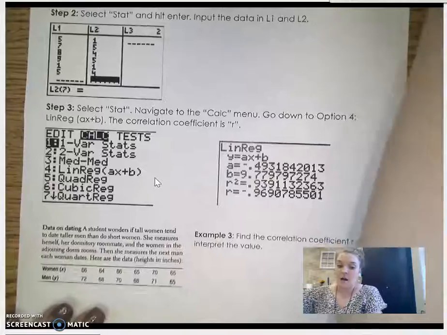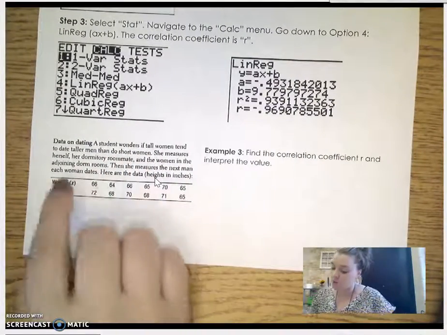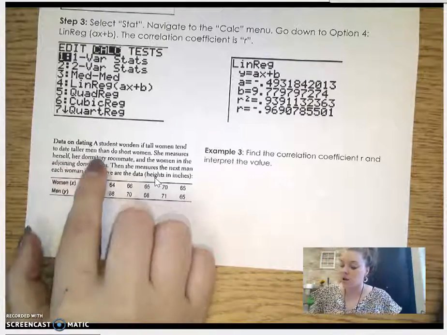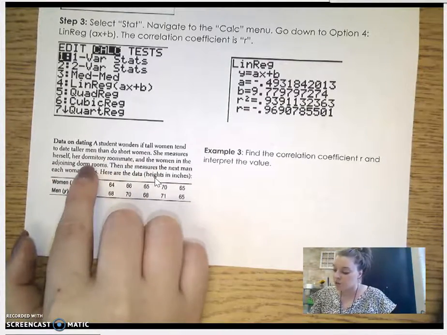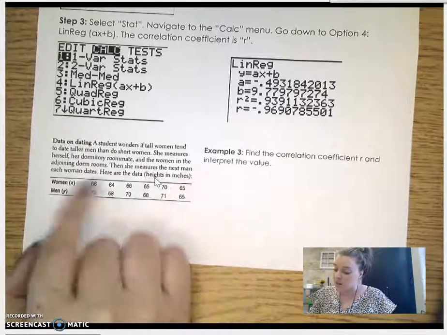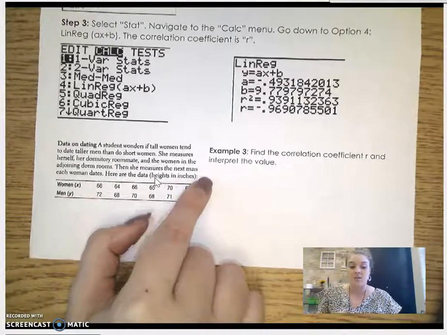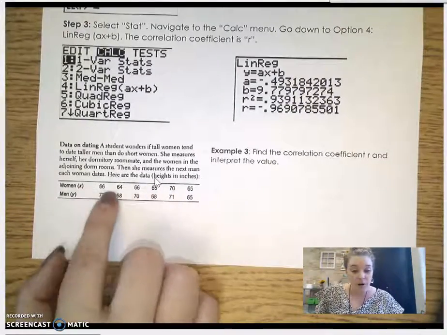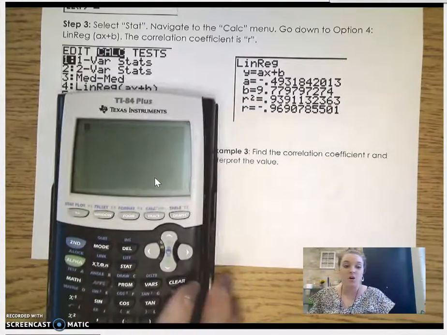Our data is down here. It says that a student wonders if tall women tend to date taller men than do short women. She measures herself, her dormitory roommate, and the women in the adjoining dorm rooms. Then she measures the next man each woman dates. Here are the data in heights of inches. So we have our women for X and our men for Y, and we're going to see if those heights are correlated.